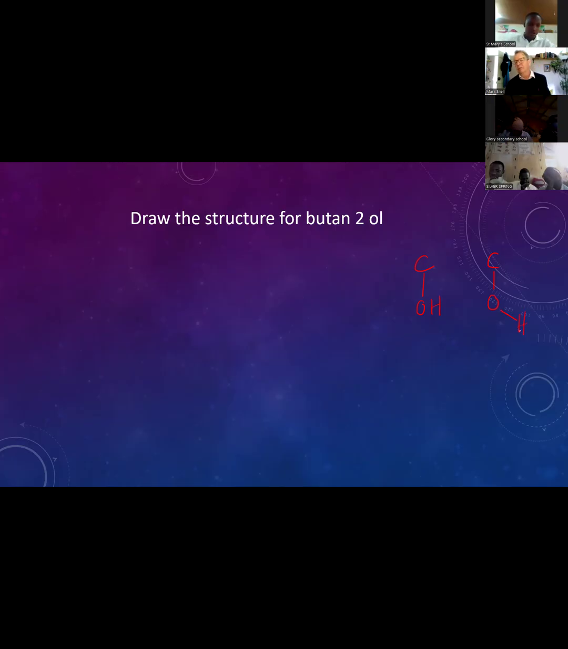But the angle doesn't matter. So if you did this, that's okay. So this is okay. This is much better. This is not too bad. Okay. So if you draw OH, it's better if you draw out all of the bonds in the molecule.